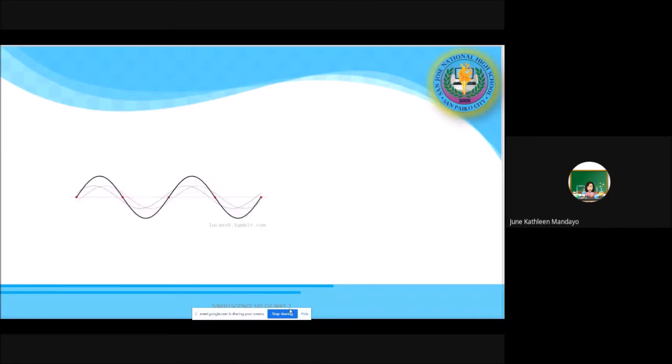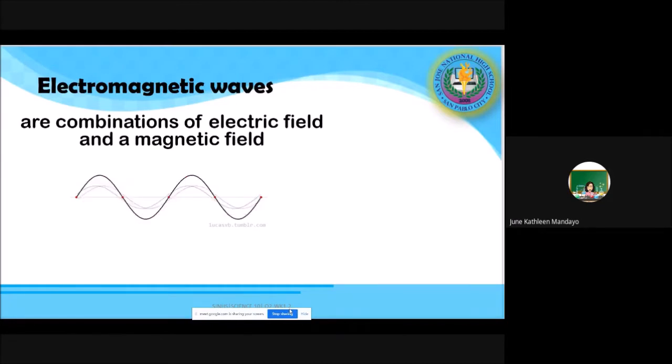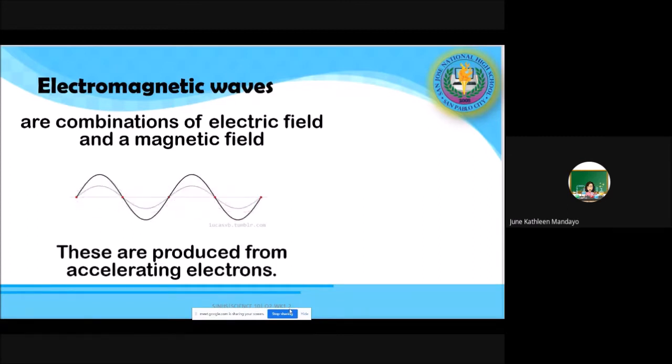So we have here a wave with black, red, and blue lines. What this represents, let's start with defining electromagnetic waves first. These are combinations of an electric field and a magnetic field. What your blue and red lines represent are the electric fields and the magnetic fields, respectively. These are produced from accelerating electrons. So in the presence of electrons, once they move, once they accelerate, they produce electromagnetic waves.